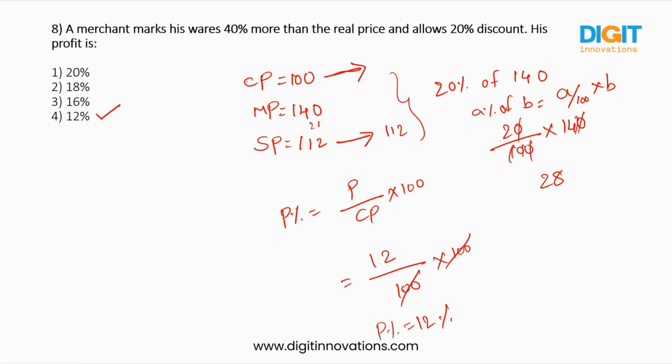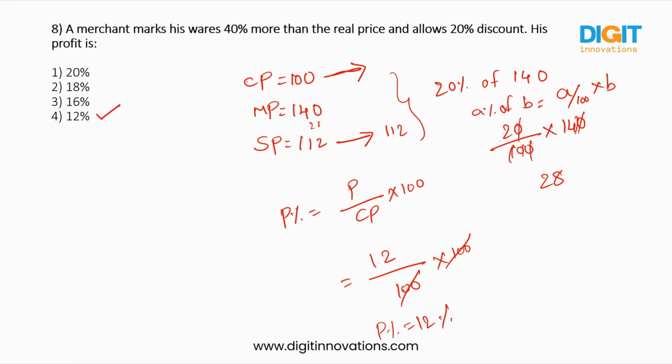Okay, I just took the assumption CP as 100, and as in the question they told he marked it as 40% more than the cost price. So it became 140. And finally, he sold it for 20% discount based on the market price. So I took 20% of 140. I got it as 28. So I removed 28 rupees from market price. Then I got 112 as selling price.